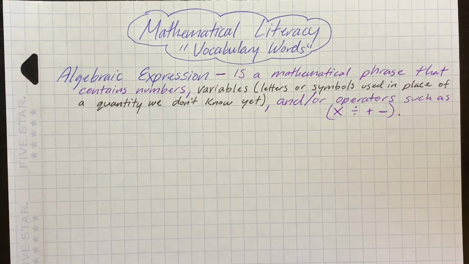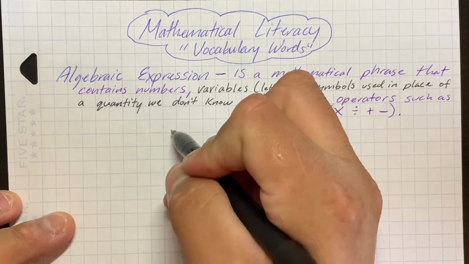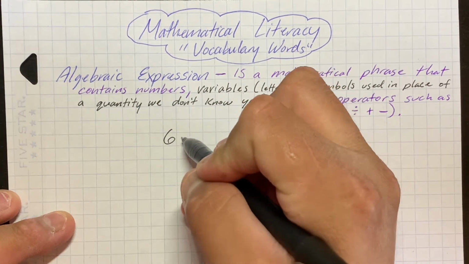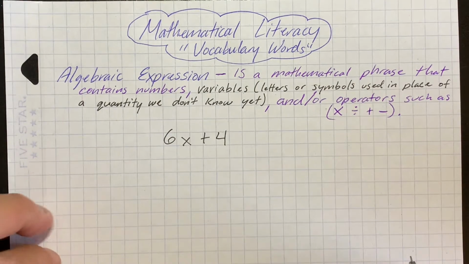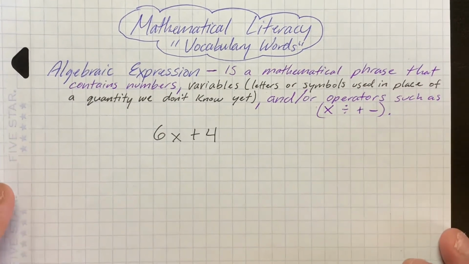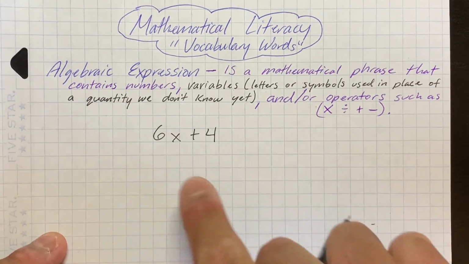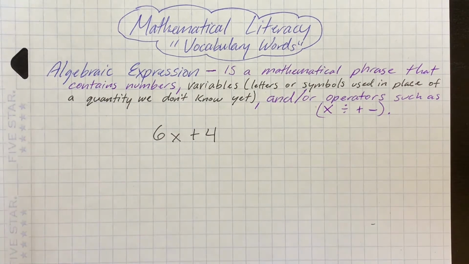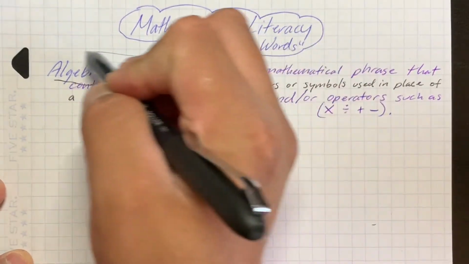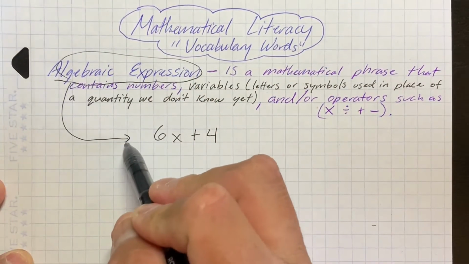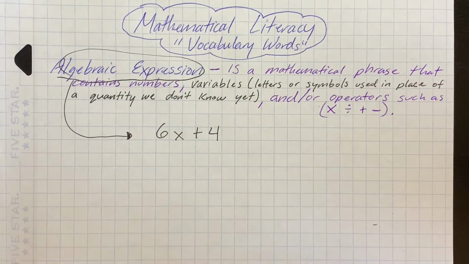All right, so what I'm going to do next is I'm going to go ahead and write an algebraic expression. Now, remember that an expression does not have an equal sign. So here we have a math sentence, 6x plus 4. Now, again, this is an algebraic expression. So this is an algebraic expression that we're showing you right here as an example.